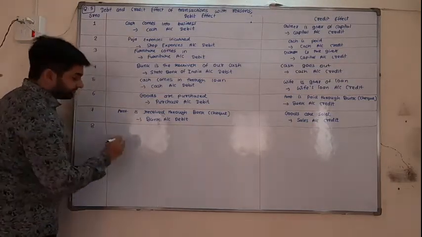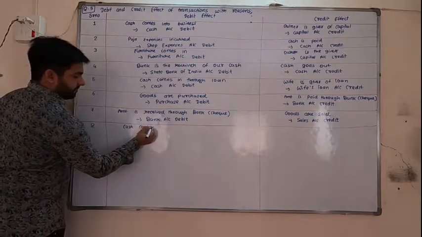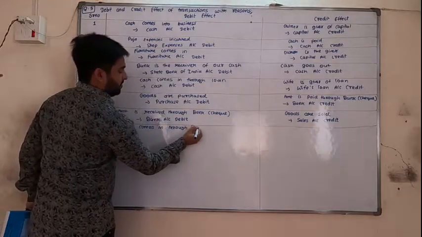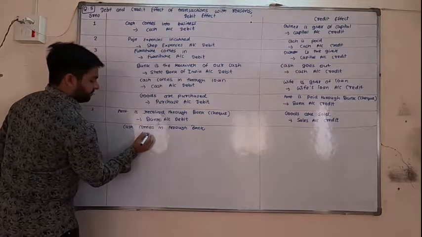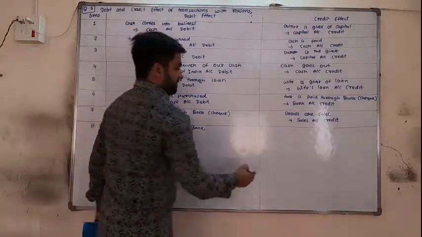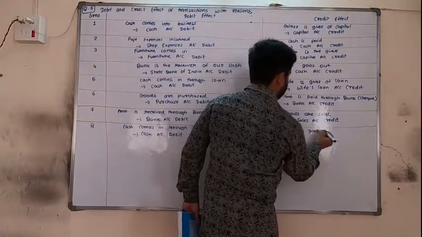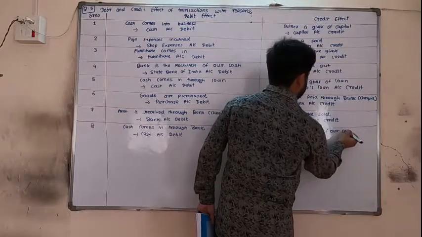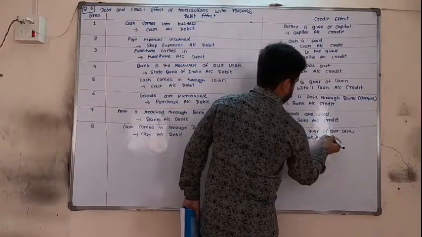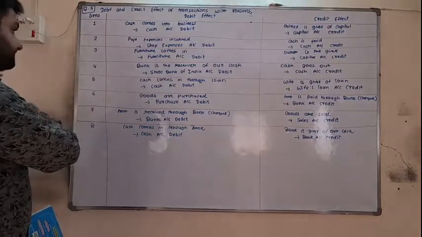Number 8. Cash comes in through bank. Cash account debit. Bank is the giver of our cash. Bank account credit.